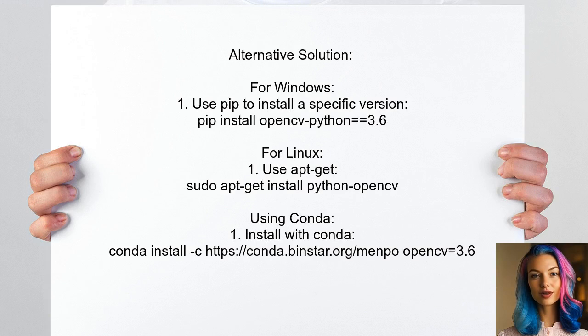If you're on Windows, you can use pip with a specific version by typing pip install opencv-python, followed by the version number like this, pip install opencv-python==3.6. For Linux users, the command is slightly different. You can install OpenCV using apt-get with the command sudo apt-get install python-opencv. Additionally, if you prefer using conda, you can install OpenCV with conda install -c conda-forge opencv 3.6.